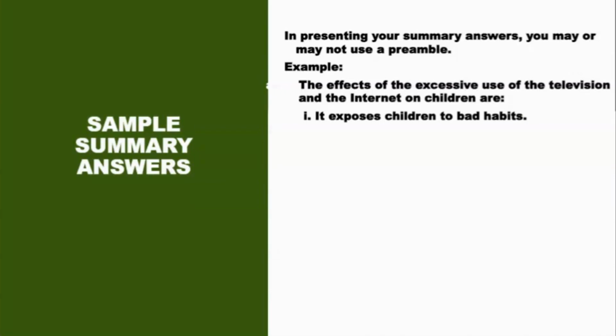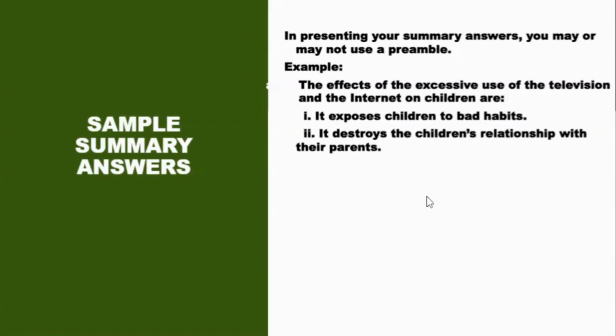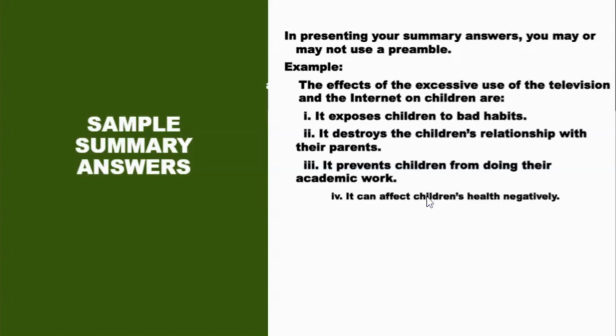I, or 1, it exposes children to bad habits. II, it destroys the children's relationship with their parents. III, it prevents children from doing their academic work. IV, it can affect children's health negatively. Okay, now you may or may not use a preamble. I have explained this in a separate video. If you browse through my channel, you will find a video that explains how to use a preamble appropriately in summary writing. Okay?